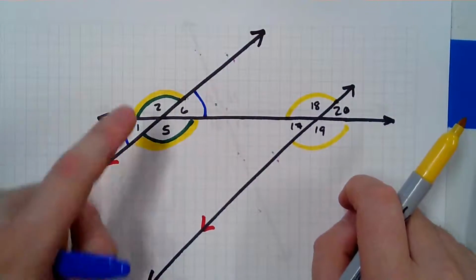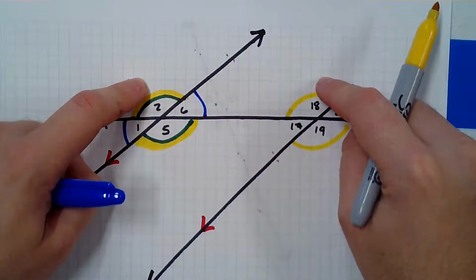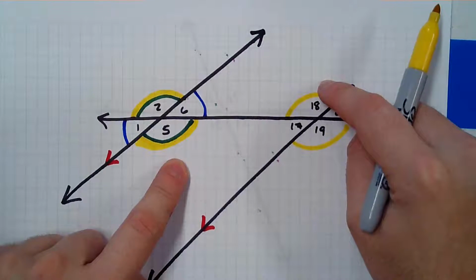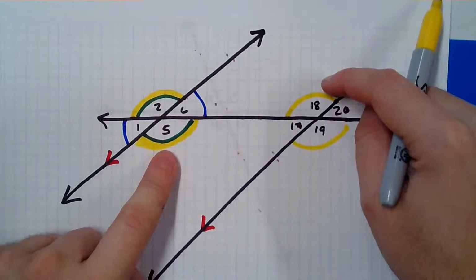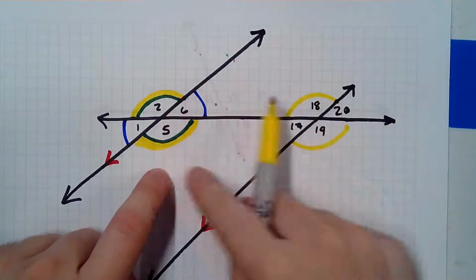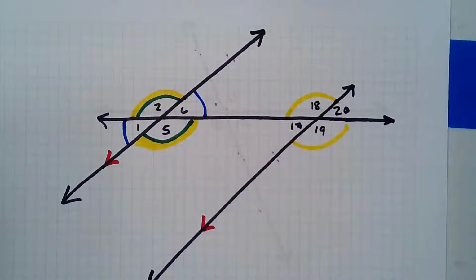Now, how do I know that? I know 2 and 18 are corresponding, right? How do I know 5 and 18 are going to match up too? Corresponding. They're not corresponding. He's bottom right. Alternate interior. Inside, different sides. Boom. Yeah, I paid attention.